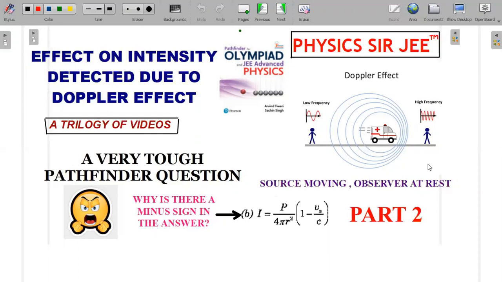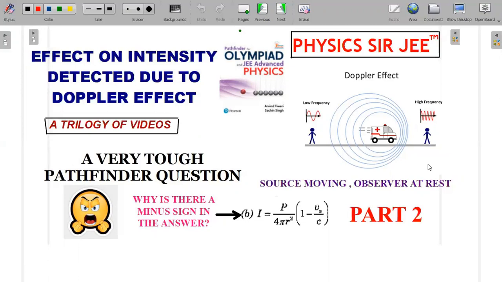In case you have not watched it, the way we calculate the intensity detected by an observer is illustrated in a very elaborate manner in those 3 videos. I would request you to watch them in order. Part 1 contains more elaboration, part 2 contains a trick, then part 3 is a complete wrap up of the 3. So I would request you to go through them in case you haven't done so.